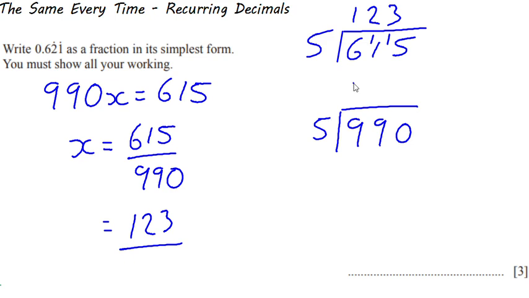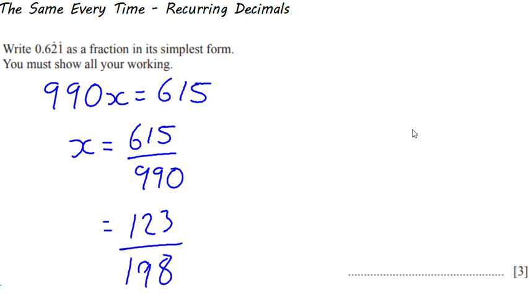So 5s into 9 is going to go 1 with 4 left over. 9 5s are 45, we wanted 49, so again 4 left over, and 8 5s are 40, so 198. So I need to ask myself, can I divide top and bottom again to make my fraction even more simple? Well, perhaps I can. Top and bottom don't divide by 2 or 4 or 6 or 8 because the top is an odd number, bottom is an even number.